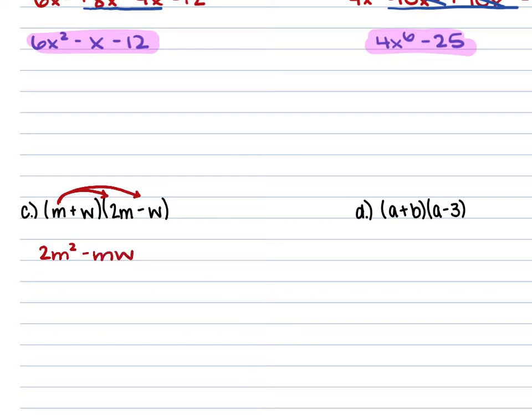If we do the same with that w in the first set of parentheses, we distribute it in and multiply it by the 2m, we get a positive 2mw, and then w times negative w is a negative w squared. Your two like terms here are the negative mw and the positive 2mw. So we combine them to give ourselves 2m squared plus mw minus w squared.